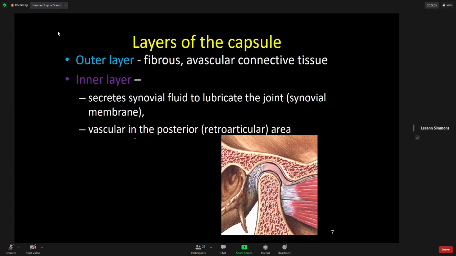So the outer layer of the capsule is just this avascular connective tissue layer, but the inner layer does secrete synovial fluid to lubricate this joint, just as it does in other joints of the body. And it is vascular only in the posterior area. So you see this region here on your image where there's some vascularity only in the posterior region of this joint. That's the only place that this joint is going to receive blood vessel supply or nerve supply, is posteriorly.